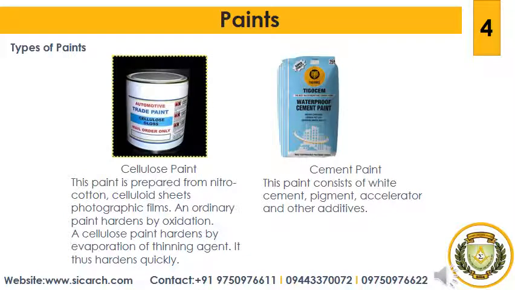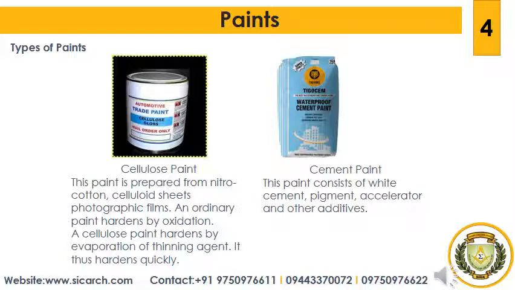So the fifth type of paint that we are going to see is the cellulose paint. So this paint is prepared from nitro-cotton, celluloid sheets, photographic films. An ordinary paint hardens by oxidation. A cellulose paint hardens by evaporation of thinning agent. It hardens very quickly. It is a little more costly, but it presents a flexible, hard and smooth surface. Also, the surface painted with cellulose paint can be washed and easily cleaned.